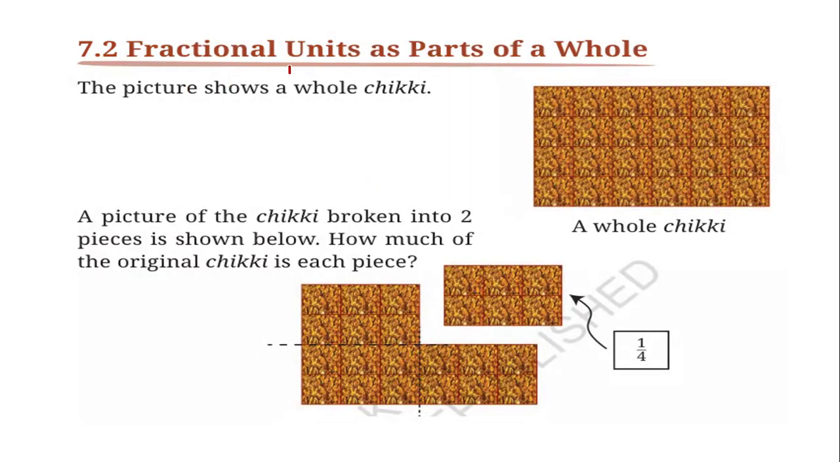See, fractional units as a part of a whole. The picture shows a whole chikki. This is a whole chikki. A picture of the chikki broken into pieces as shown below. How much of the original chikki is each piece? This is 1 by 4 piece. 1, 2, 3, 4. That means 4 equal parts. In 4 equal parts, it is 1 part.